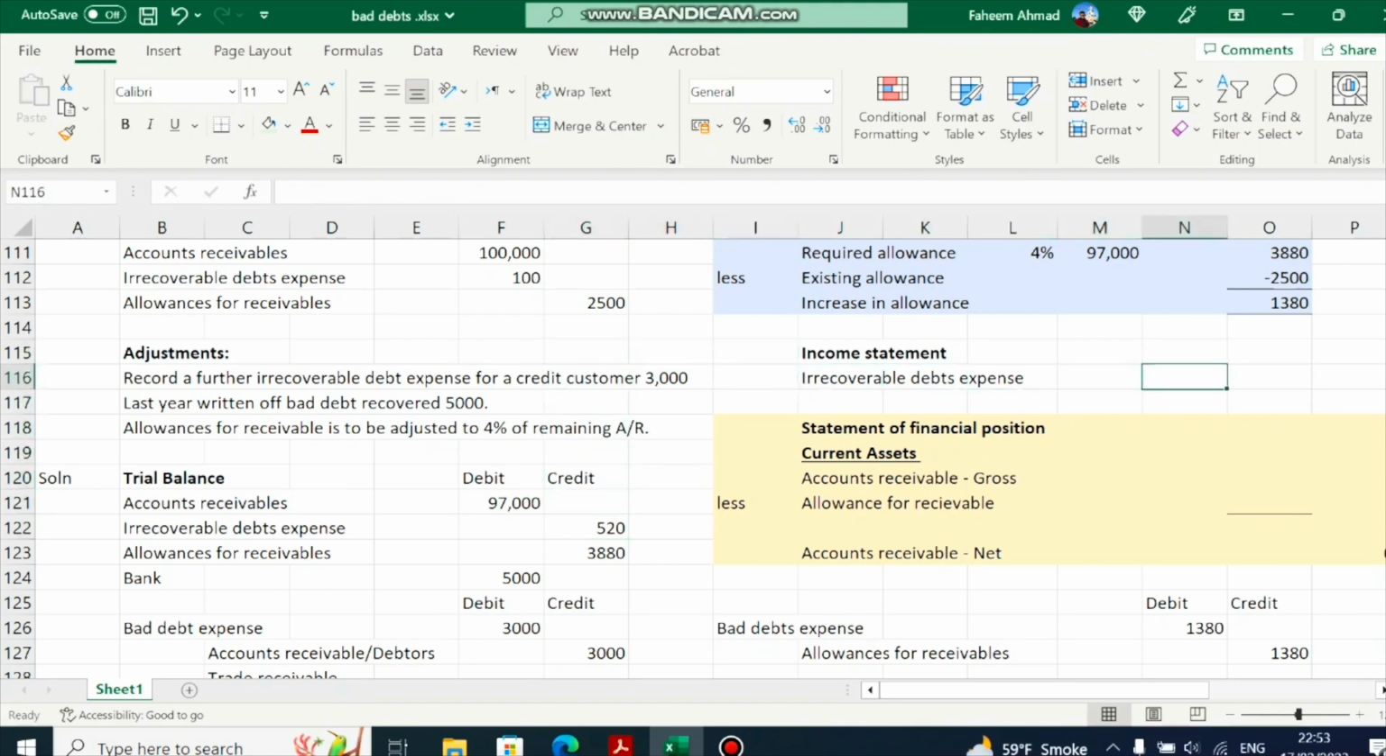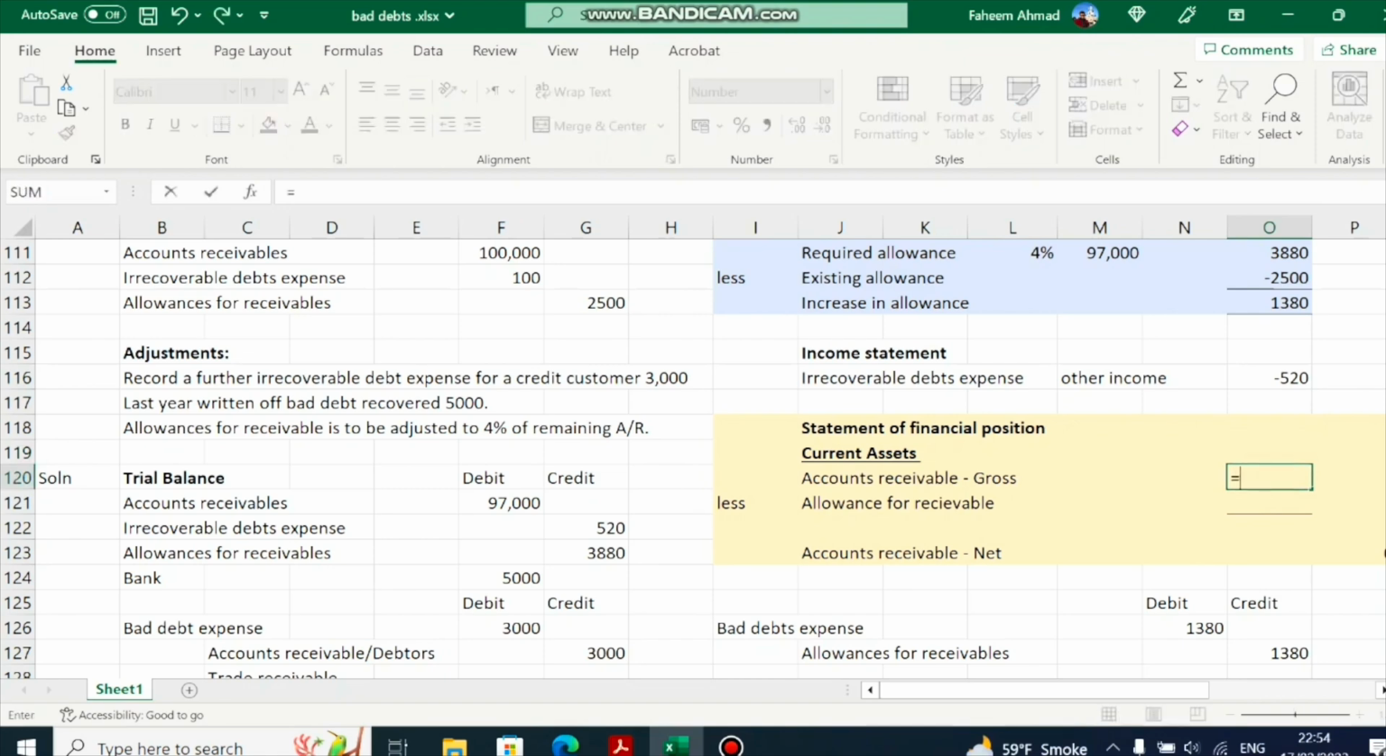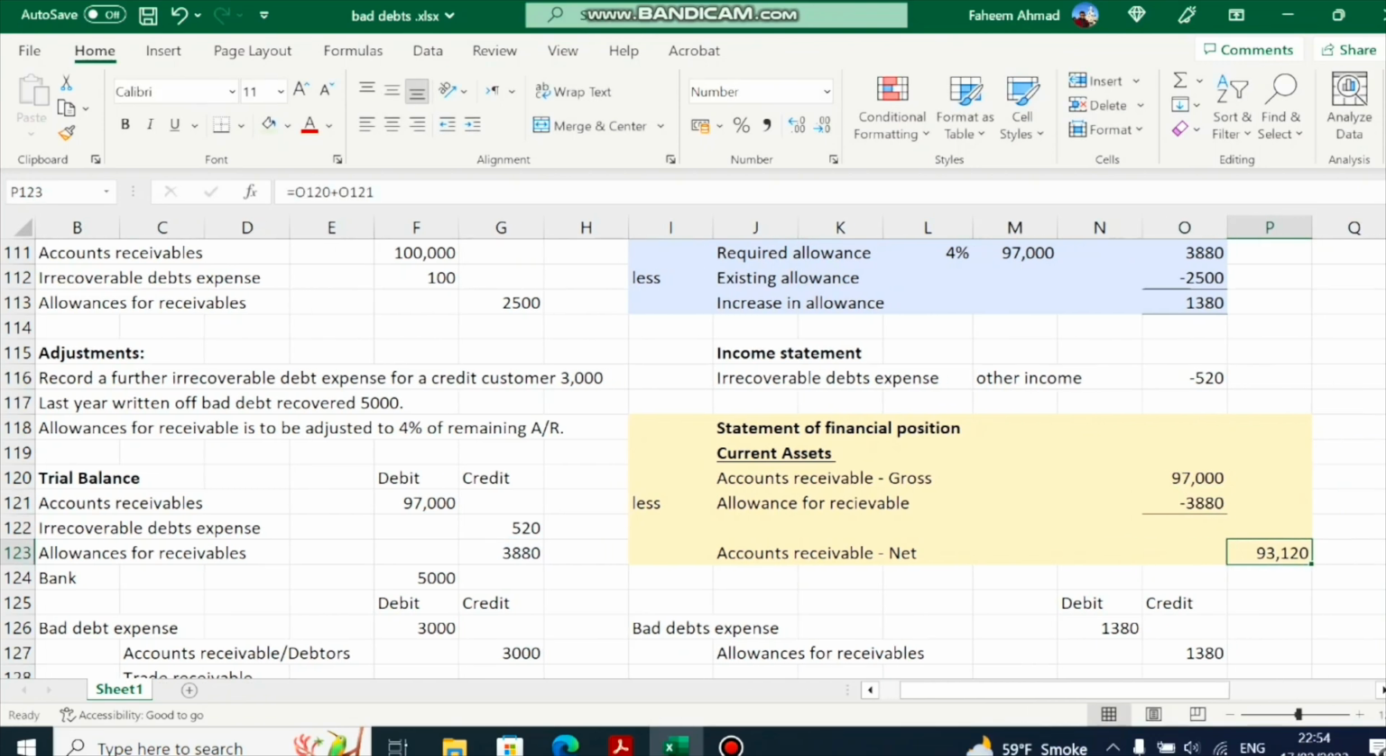So in the income statement, I will take bad debt expense, but it will be taken as other income because it's a negative balance. So it will increase profit in the income statement. In statement of financial position, I'm going to take gross balance of account receivable, which is 97,000. Allowances for receivables are 3880. So account receivable net balance of 93,120 will be reported on the face of statement of financial position.